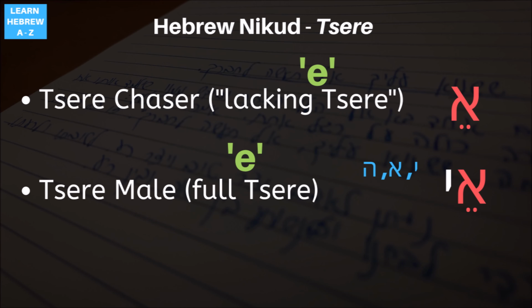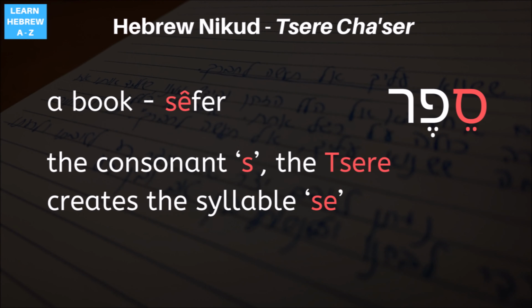Let's see more examples. The word Sefer that we saw in a previous example. Look at the first letter Samech. It is decorated with Tzere Chaser, together with the consonant S. The Tzere creates the syllable Se. Tzere Male is pronounced the same as Tzere Chaser, like so, E.